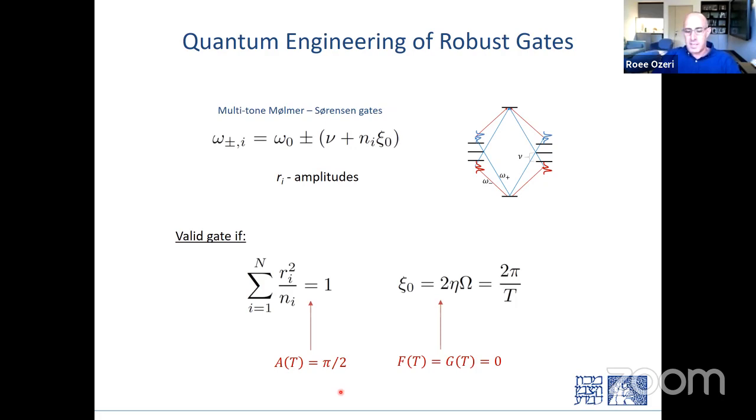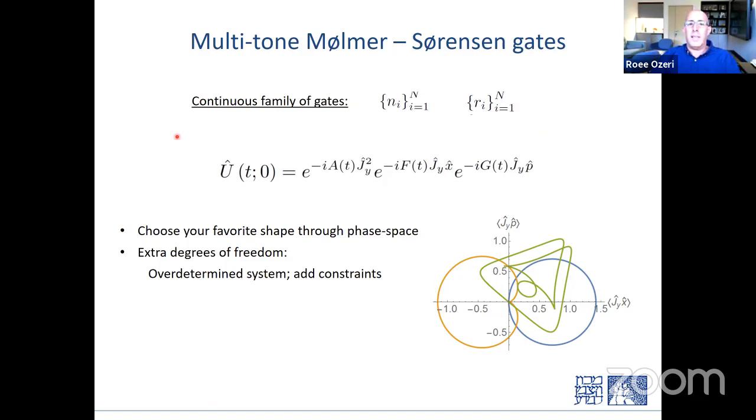So now, instead of having a single Molmer-Sorensen gate, I have a family of gates, each characterized by a series of n_i. These are the integers and the amplitudes that I give to each one of those. The time evolution operator is going to be the same time evolution operator. So again, I'm going to have some position displacement and momentum displacement, and I'm going to acquire a geometric phase, which is proportional to the area that I encircled in phase space. All these displacements and the geometric phase, of course, are spin dependent. They depend on the collective spin of these two ions.